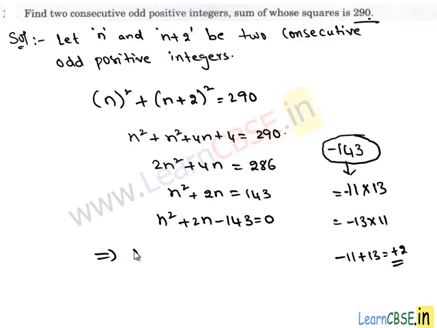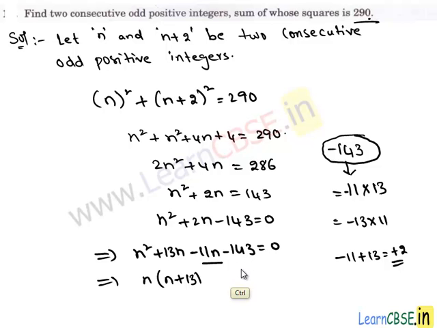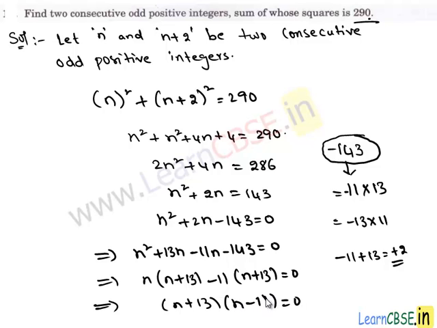We can write the equation n² + 13n - 11n - 143 = 0. By taking n common from the first two terms, we have n times (n + 13). Similarly, from the third and fourth terms of this equation, we take negative 11 common. Then we have (n + 13). The whole sum is equal to 0. Let us take (n + 13) common. Then we remain with n and negative 11. So (n - 11) is equal to 0.